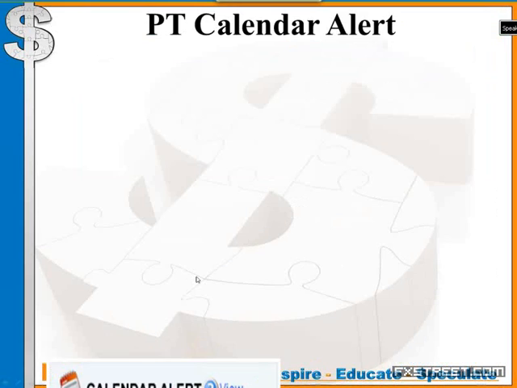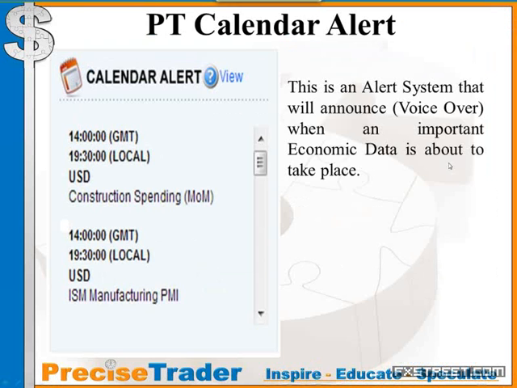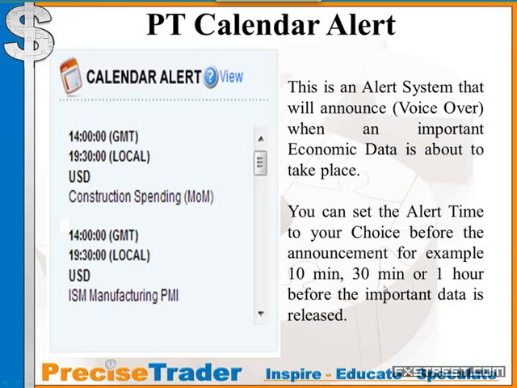And we have another tool which we call a calendar alert. You can do your own setting on the website. You can set how long before you want your alert, whether 10 minutes before the calendar announcement, or 30 minutes, or 1 hour before. It will just give you an alert saying that there is some data that's out. So take note of that.